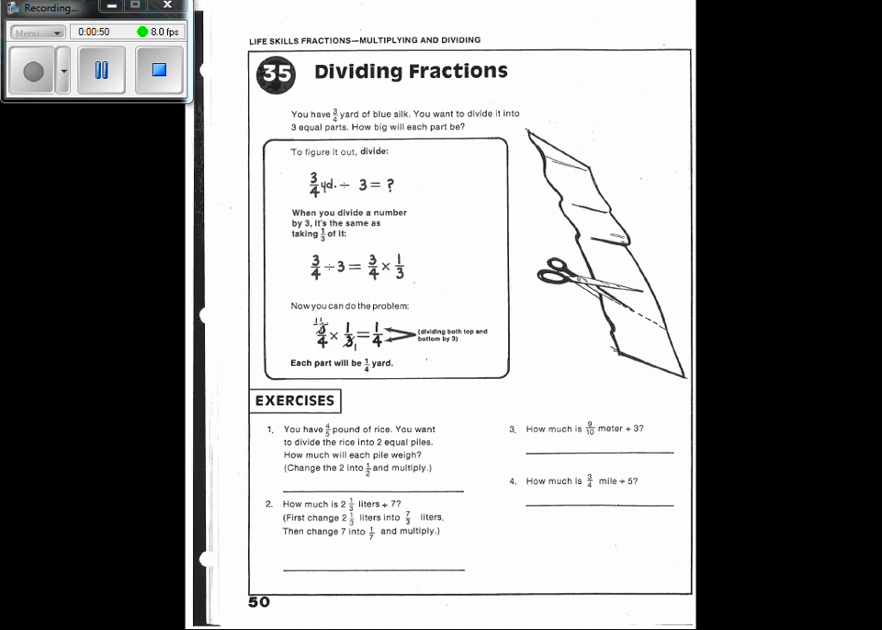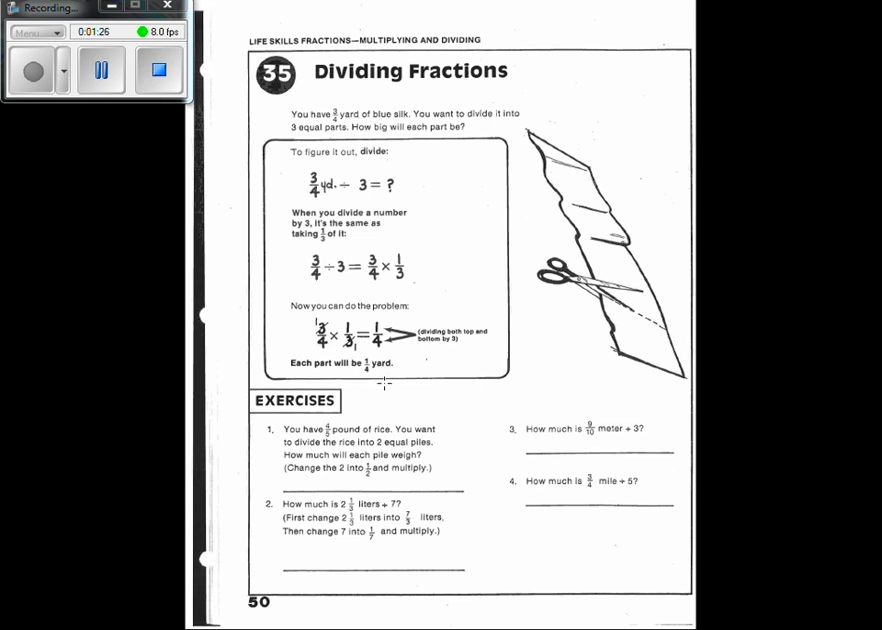Now, we already know how to multiply fractions, so we can just go across. 3 times 1 would be 3, and 4 times 3 would be 12. But here, they showed an easier way to do it if you think it will help. You can divide both the top and the bottom numbers on separate fractions by 3. So 3 divided by 3 is 1, and 3 divided by 3 is 1. And then we multiply across. 1 times 1 is 1, and 4 times 1 is 4. So each part would be 1/4 of a yard.